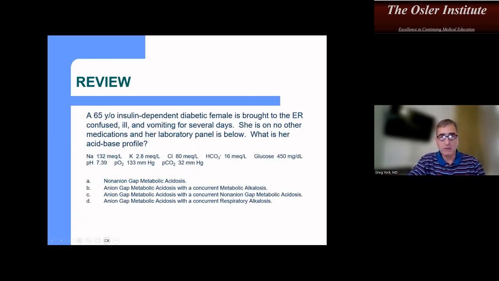Okay. Quick review here. You have a 65-year-old insulin-dependent diabetic female who's brought to the ER confused, ill, and vomiting for several days. She's on no other medications, and the lab panels are below. What is her acid-base profile? Calculate her anion gap, and if it's concerning, you'll need to calculate her delta gap to see if there is a mixed picture here. I'll give you a few minutes to work on this one.